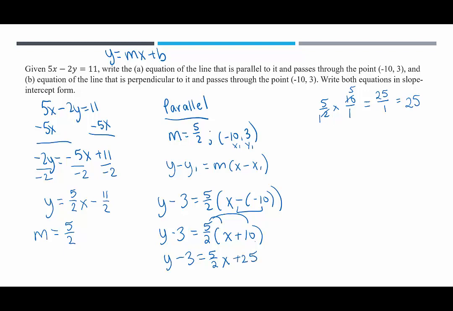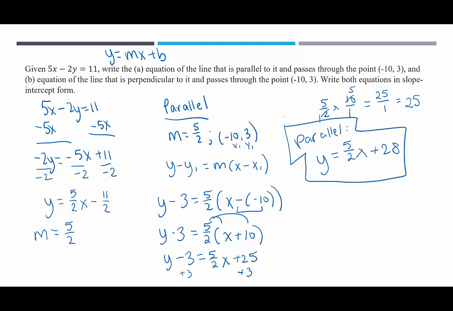One more step to get y by itself. I need to add 3 to both sides. So I end up with y equals 5 over 2x plus 28. This is my parallel. I just want to make sure I'm very clear. I don't want my instructor to get confused here. So I have my parallel line is right here. And now we're going to look at the perpendicular.